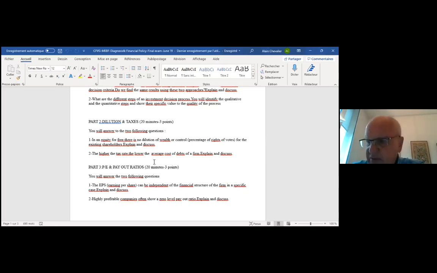And if you now increase the level of the tax rate from 30% to 40%, for example, it becomes 5 multiplied by 1 minus 0.4, which is 5 multiplied by 0.6, which is equal to 3%. That means when you increase the tax rate, the cost of debt is decreasing.